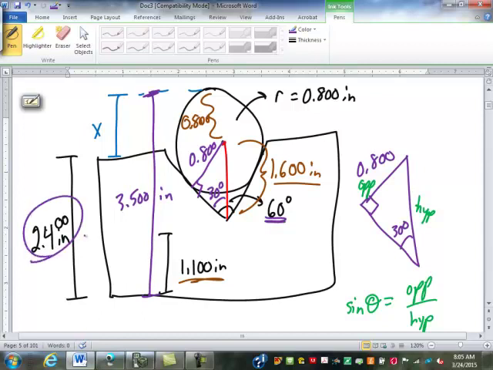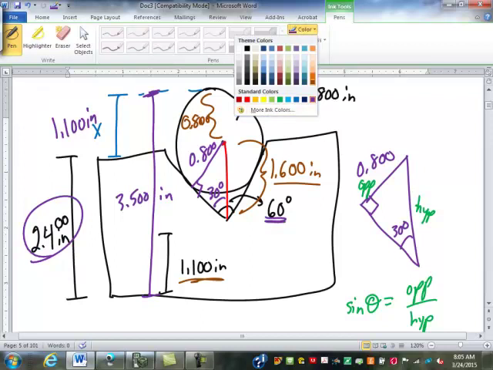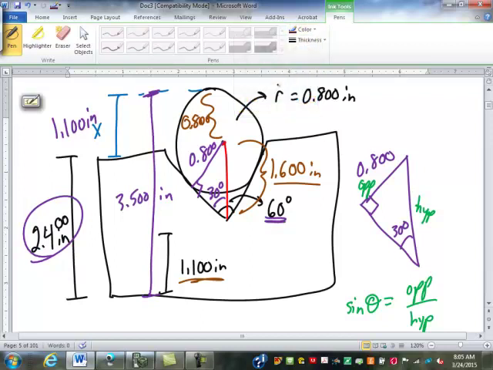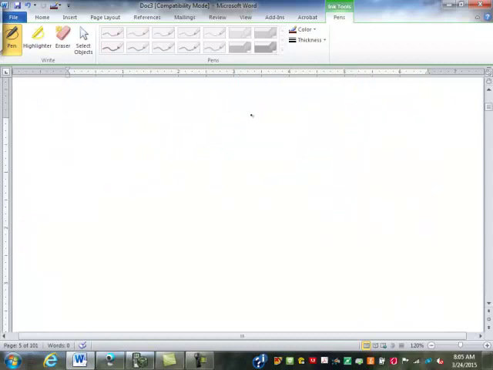Subtract the 2.4 from here. This is 1.1. What do you think? Yeah. Better than a sharp stick in the eye? What's that? That hurts. Cool.